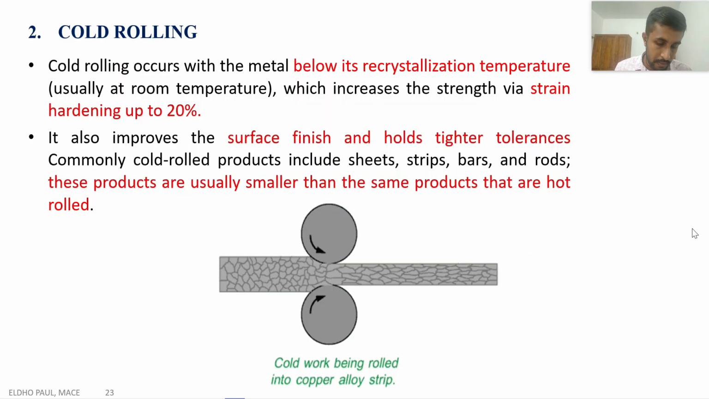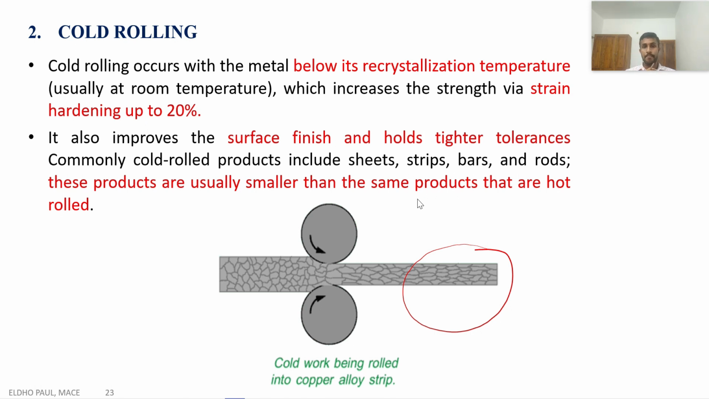The next one is the cold rolling process. In cold rolling, we get elongated grains. We do cold rolling at room temperature, with no heating of the raw material. The main advantage of cold rolling is strain hardening. In hot rolling, when we deform the material, there is no such strain hardening effect. Maybe there is some negligible strain hardening, but its effect on strength is very small. But in cold rolling, there is a huge strain hardening increase in strength for the final rolled product.